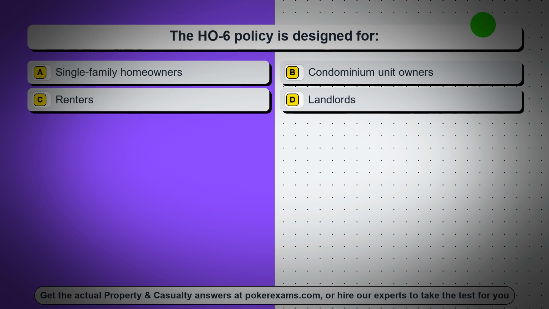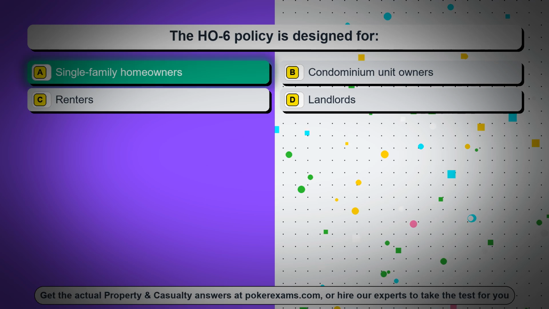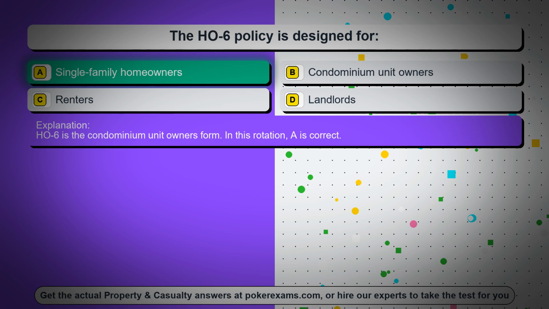Question 93. The HO6 policy is designed for: option A, single-family homeowners; option B, condominium unit owners; option C, renters; option D, landlords. The correct answer is option A, single-family homeowners. HO6 is the condominium unit owners form. In this rotation, A is correct.